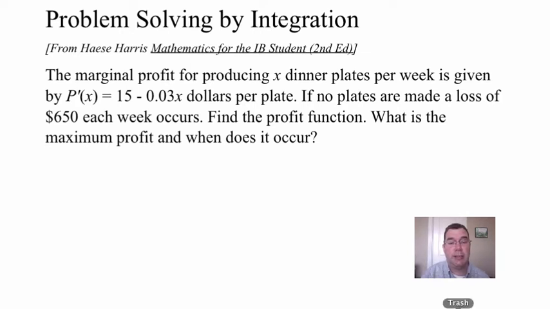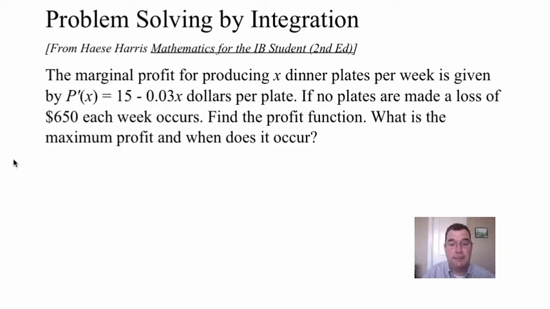But this one comes from the textbook that you guys are using, the Hayes-Harris Mathematics for the IB Student, 2nd edition. The question is that there is a marginal profit for producing x dinner plates per week, and that's given by the function there, 15 minus 0.03x dollars per plate. Like before, I'm given an initial condition that's going to help me figure out my constant of integration. I'm told that if there's no plates made, then there's a loss of $650 each week.